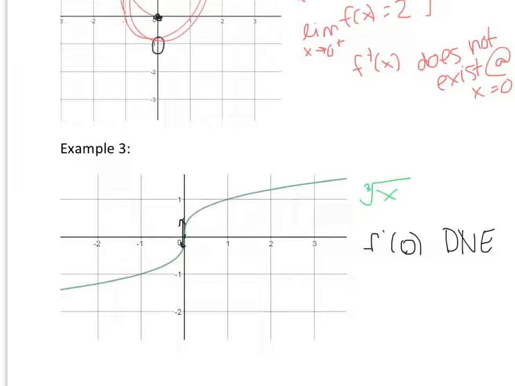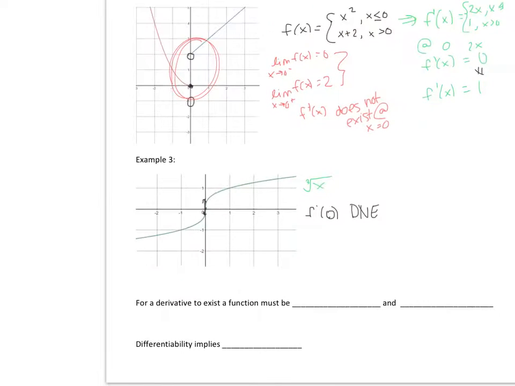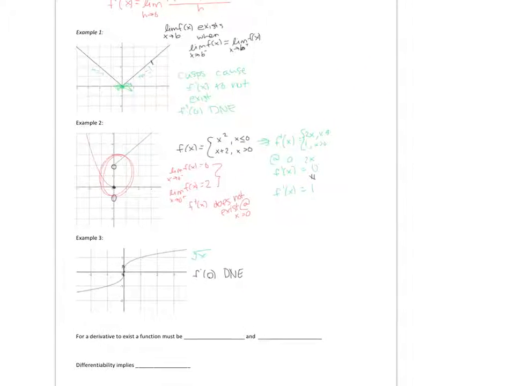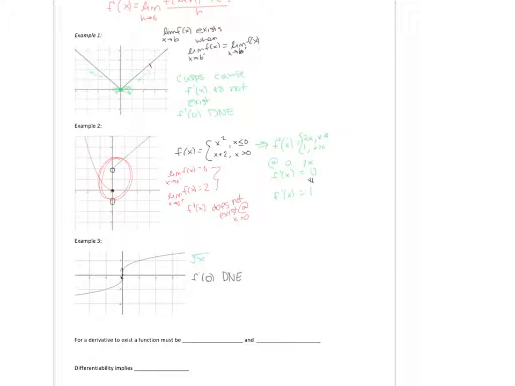Okay, so those are the 3 situations, and they're pretty much the only 3 situations you'll see where you don't have a derivative. The first one, again, is if you have a cusp, like a sharp point in your graph. The next one is if you have a limit that does not exist. In this case, the left-handed limit did not equal the right-handed limit. And the last case is when you have a vertical tangent line.